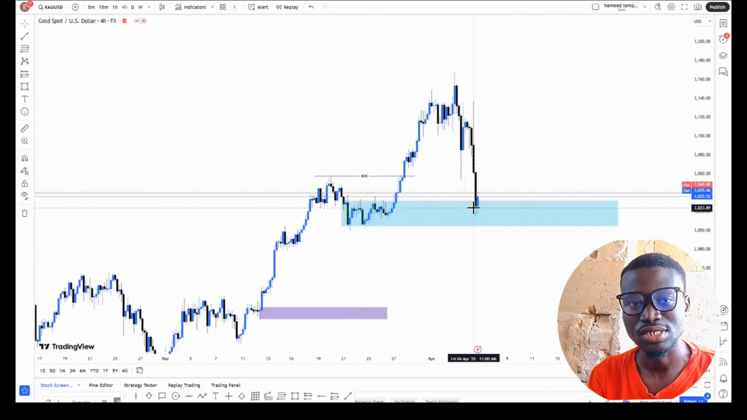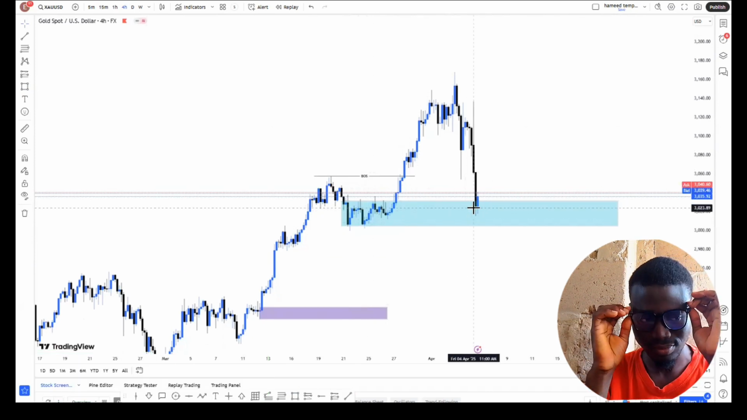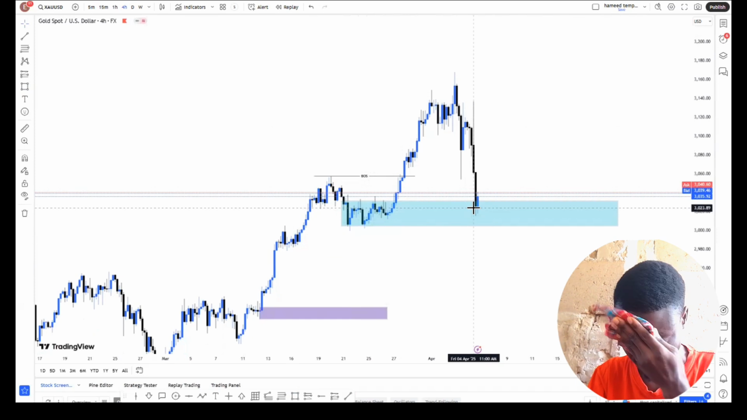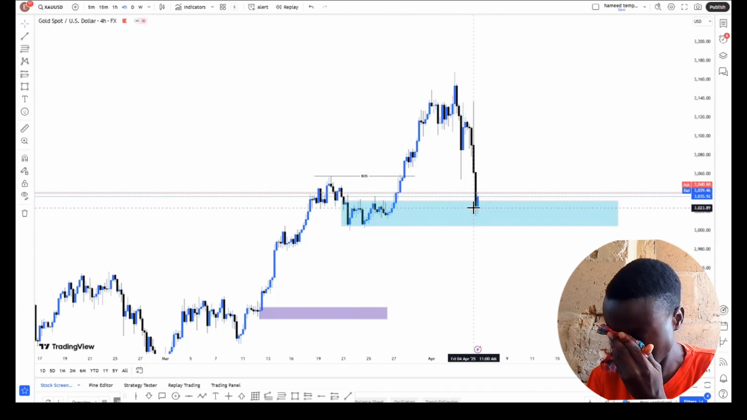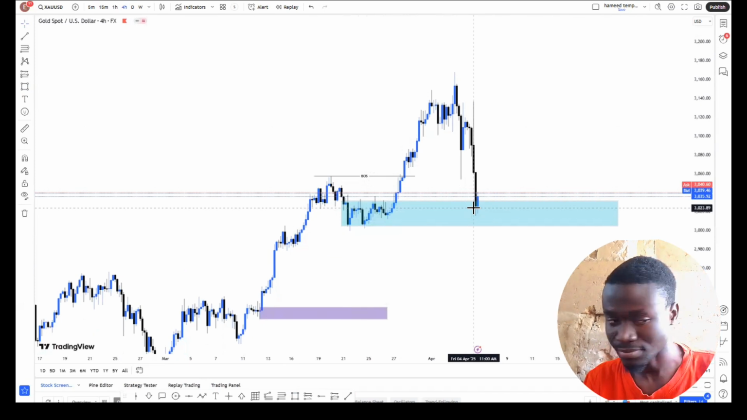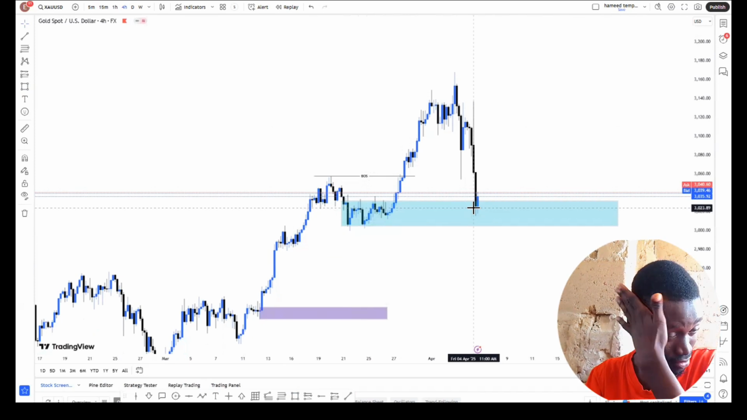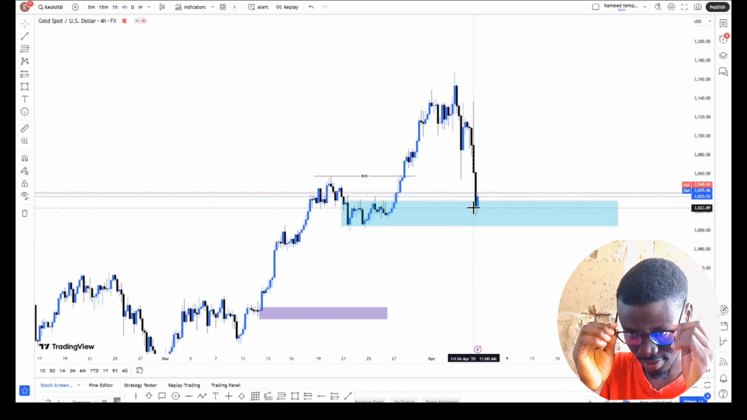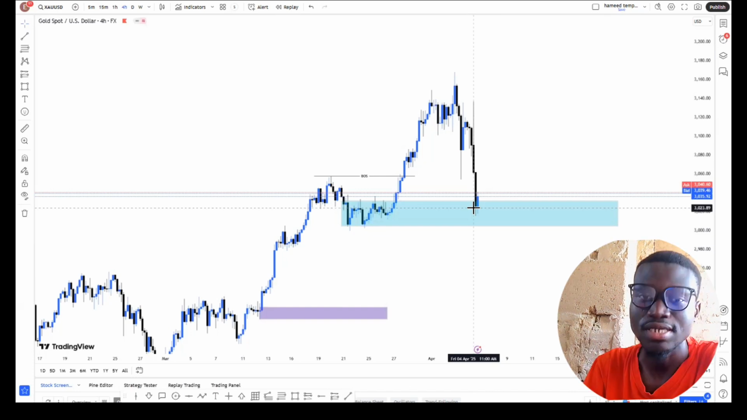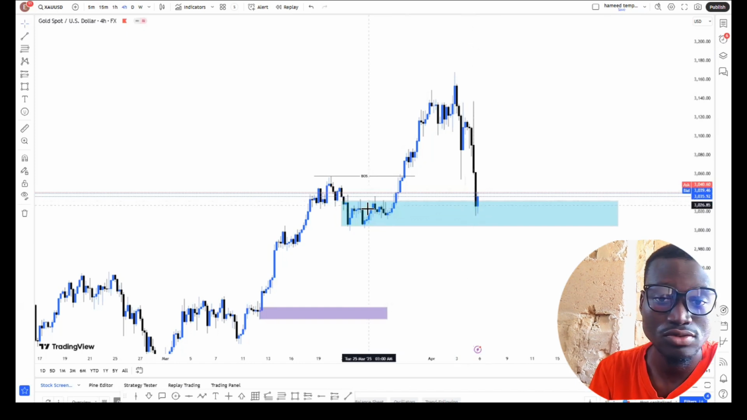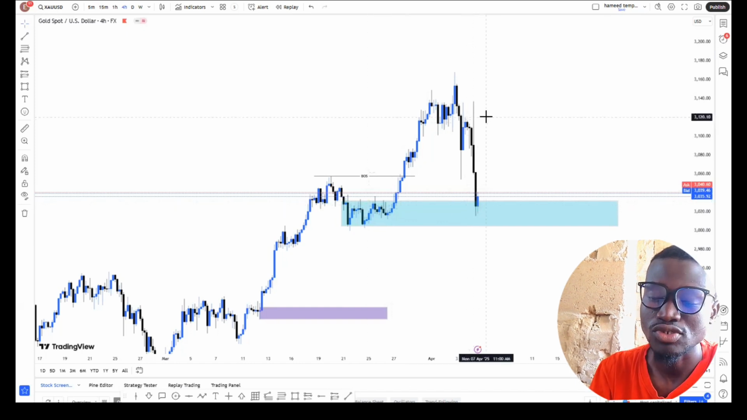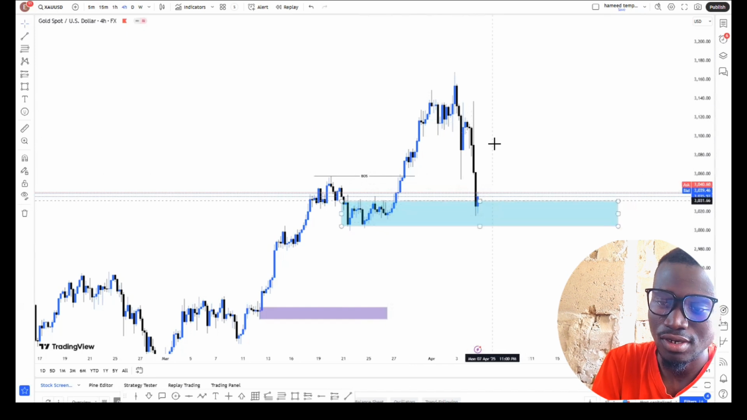So what should we be expecting? Same thing. Market is on it. What should we be expecting? We should be expecting market to pull out from here. We should have a buy. Now let's go to 1 hour again.